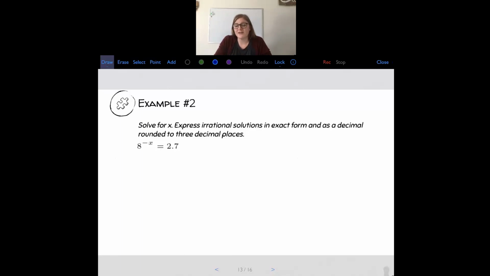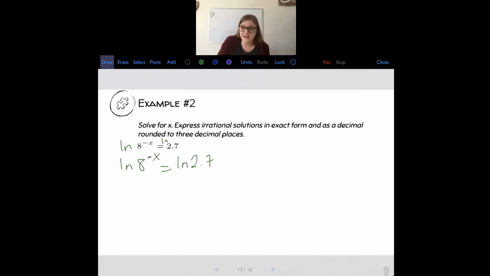Just to show you, you can also take the ln of both sides, but the reason you want to use common log or ln is that's what your calculator can do. Your calculator can't do any other bases of logs, which is why we have the change of base formula. For this one, just by way of example, I'm going to do the ln of both sides. So I have ln of 8 to the negative x is equal to ln of 2.7.